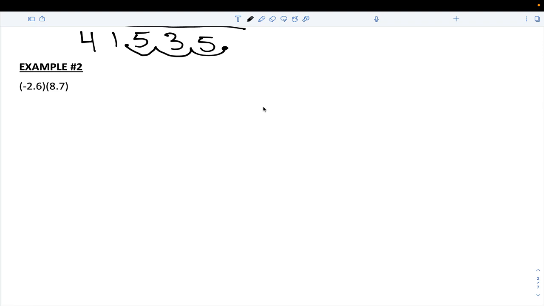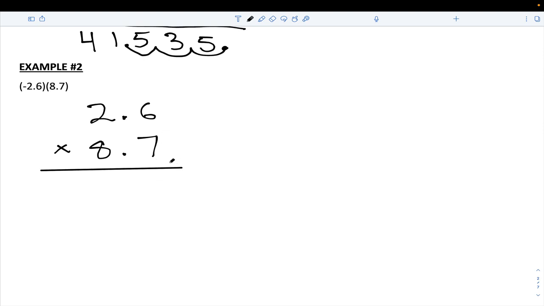Example 2, I have 2 digits. Does it matter which one is above the other one in this? No, because they're not any bigger than the other digit-wise. I don't have 3 numbers in this and 2 numbers in that. They're both 2, so I can just set it up like this. You don't need to have the 8.7 above the 2.6. If it was 8.71, I would rearrange it. This doesn't need it. Okay, let's start multiplying.